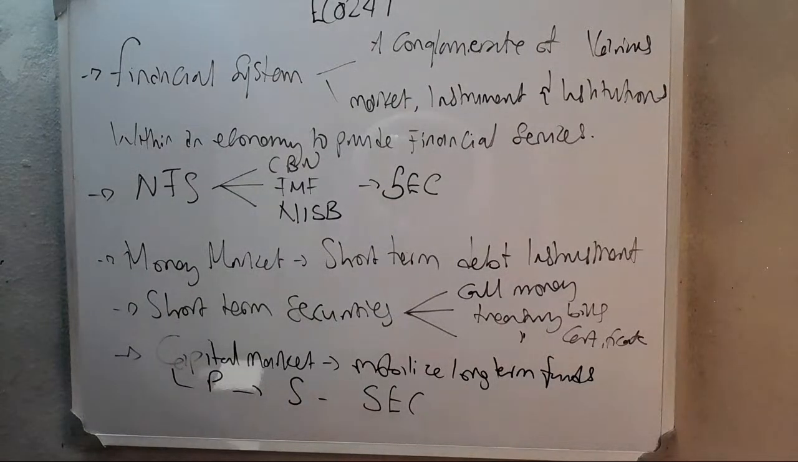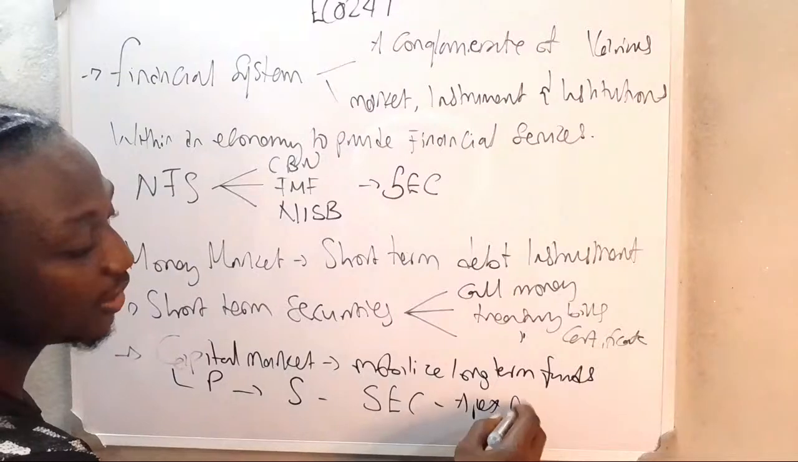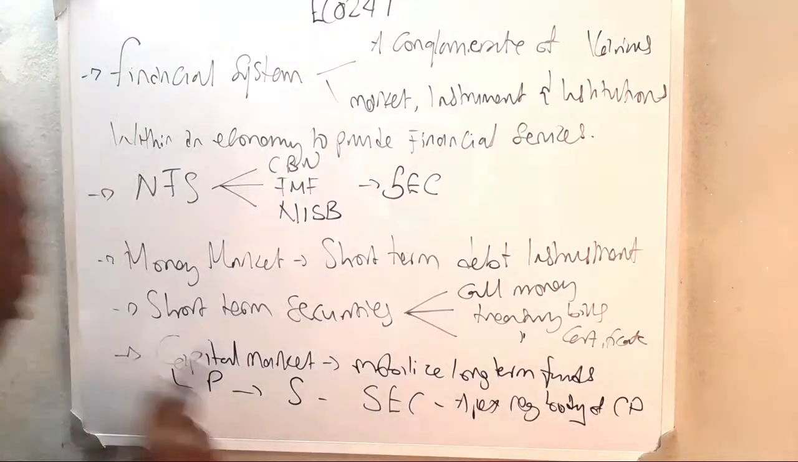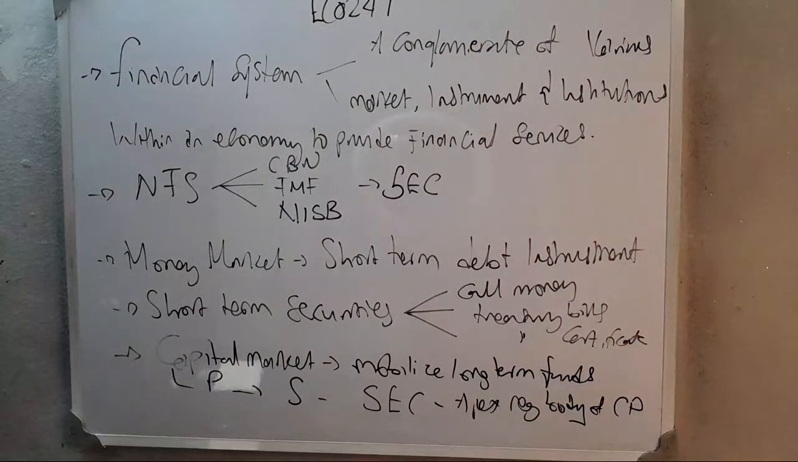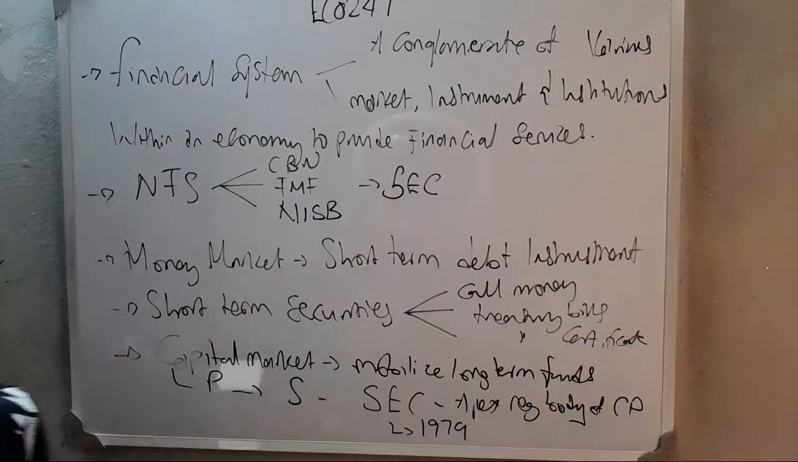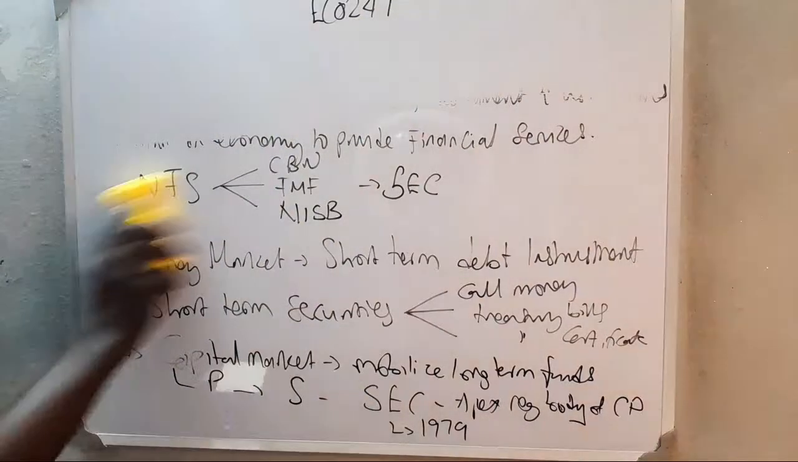Now the Security and Exchange Commission, which is SEC, is said to be established in 1978 and is the apex regulatory body of the capital market. This is the apex regulatory body, regulation of capital markets. Pay attention to the fact that it was established in 1979. Okay, it was established in 1979. So let's take note of that. Please, let's also observe these abbreviations. They are very important.